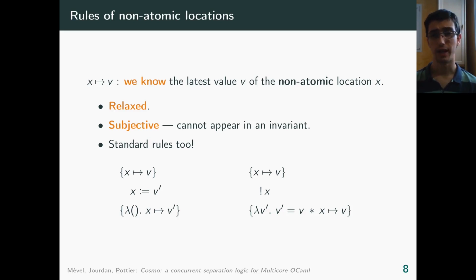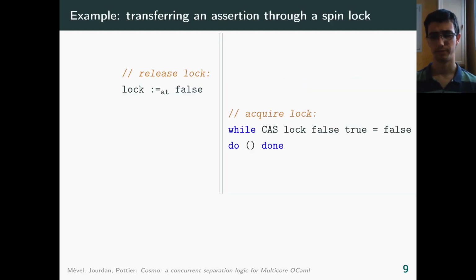What is really nice with this points-to assertion is that it also obeys the standard rules. So we have a simple looking assertion that behaves in a natural way. The price for it is that the assertion hides more behind the scenes and it is subjective. So we cannot share it only by using an invariant. So let's see how we can share it nonetheless, and for that, let's consider a typical code pattern, which is called a spin lock.